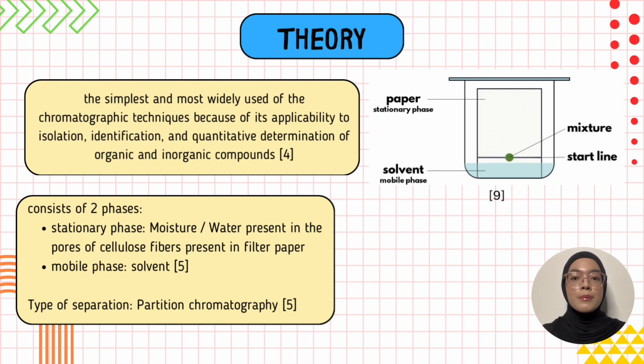There are 2 phases in paper chromatography, which are the stationary phase and the mobile phase. The stationary phase is the moisture or water present in the pores of cellulose fibers in the filter paper. The mobile phase is the solvent used. The type of separation here is partition chromatography because the substances are partitioned or distributed between the liquid phases.